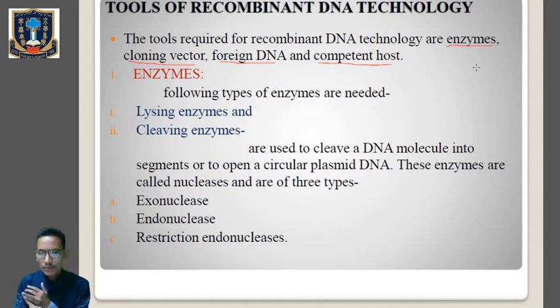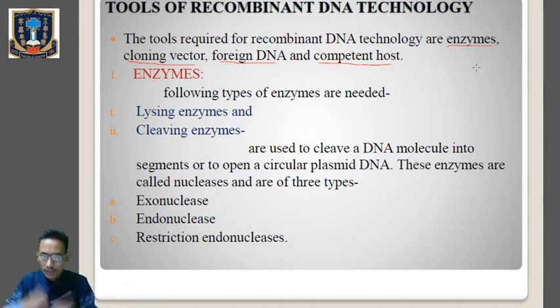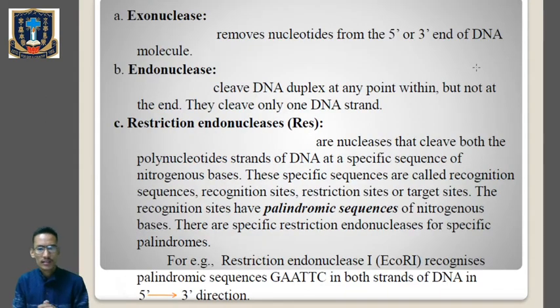Then cleaving enzymes are used to clip the DNA molecule into segments. You should remember that the foreign DNA has been cut by the enzymes to take out the gene of interest. Then the same enzyme was used to open the circular plasmid DNA also. These enzymes are called nucleases, of three types: exonuclease, endonuclease, and restriction endonucleases. They are called nucleases because they are used to clip the DNA molecule. So let's see the first one, exonuclease.